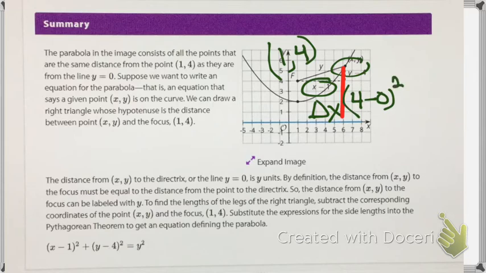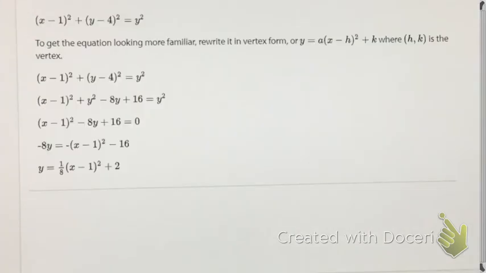So the question is, how do we get that into a vertex form? Because you know what the vertex is. You can see it right here. It's right on the graph. It's the low point on the graph. It's right there. Let me highlight it. So let's go over to this section right here and say, okay, here are the steps.